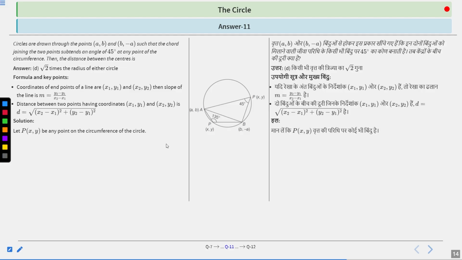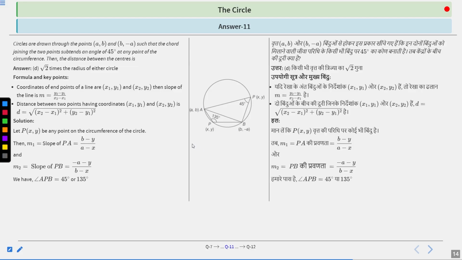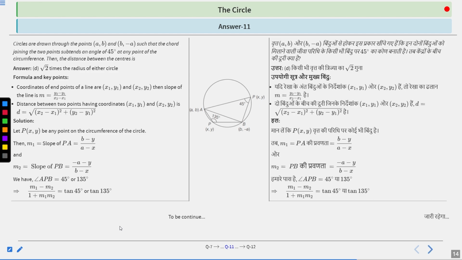Let point P(x, y) be any point on the circumference of the circle. Then m1 is equal to the slope of PA, which is (b minus y) upon (a minus x). And m2 is equal to the slope of PB, which is (minus a minus y) upon (b minus x). We have angle APB. Angle APB is equal to either 45 degree or 135 degree. Clear? So (m1 minus m2) upon (1 plus m1 m2) is equal to tan 45 degree or tan 135 degree. Clear?